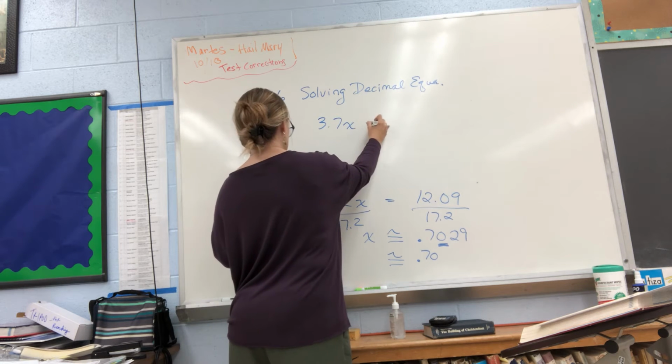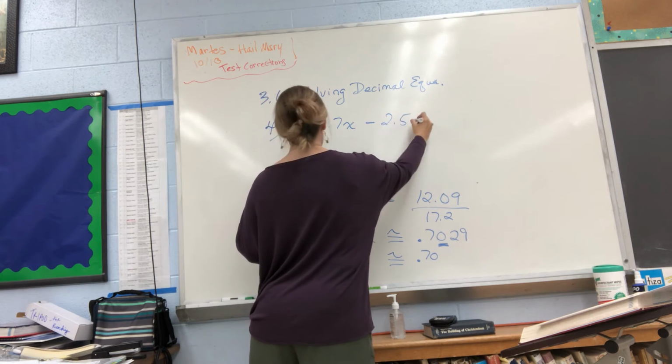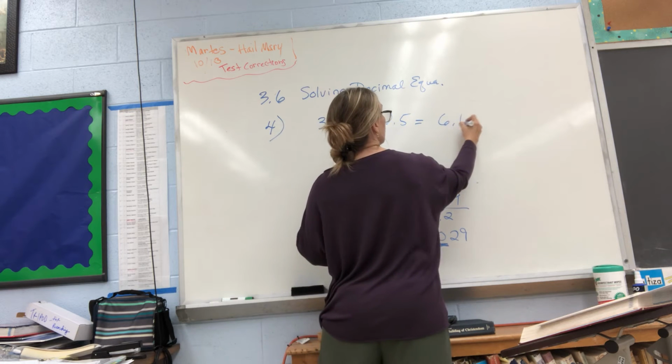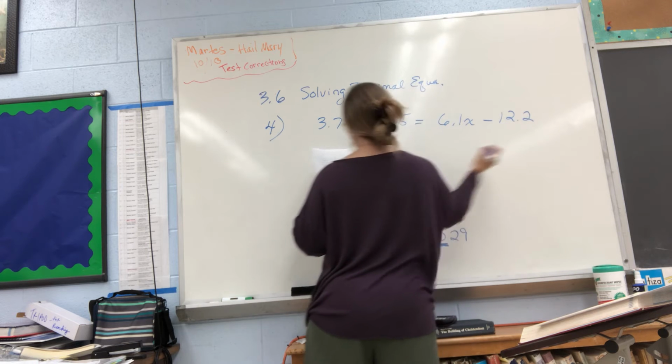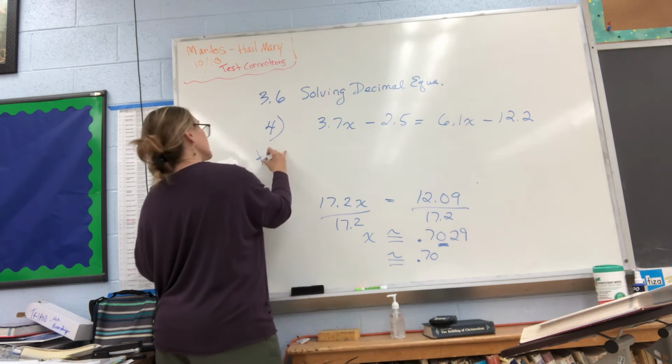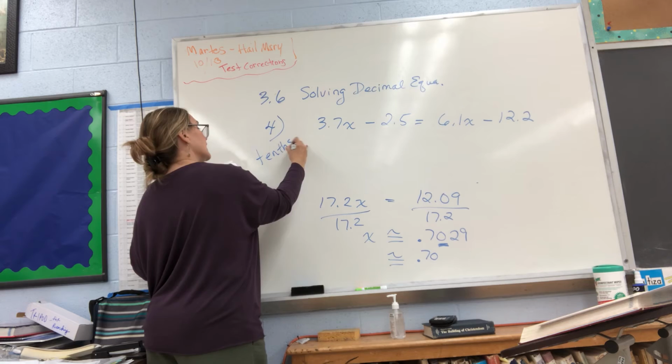3.7 minus 2.5 equals 6.1x minus 12.2. Round it to the nearest tenth is the instruction. The tenths place.